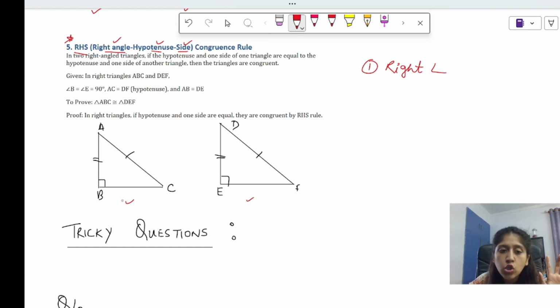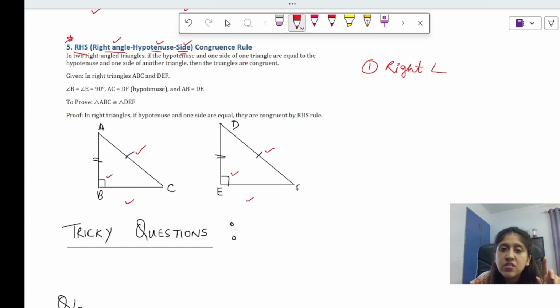ठीक है? So I have 2 triangles. Again my same triangles ABC and DEF. What is the rule? Is a right angle. So my angle B and angle E are equal. See? Now, then is the hypotenuse. I hope you know AC is the hypotenuse and DF is the hypotenuse of corresponding triangles. So, AC is equal to DF. See? Now, there is a side. Which side is equal? That is important.